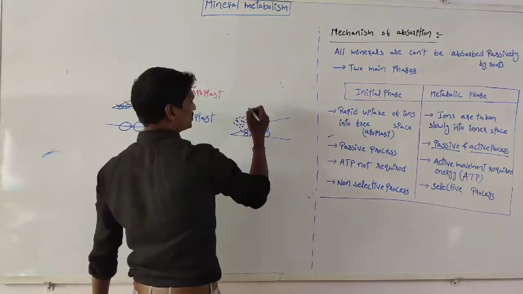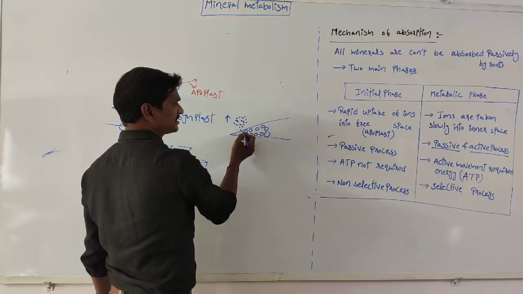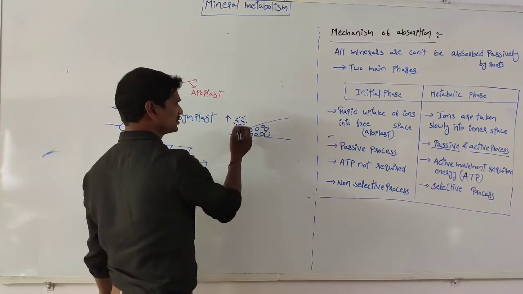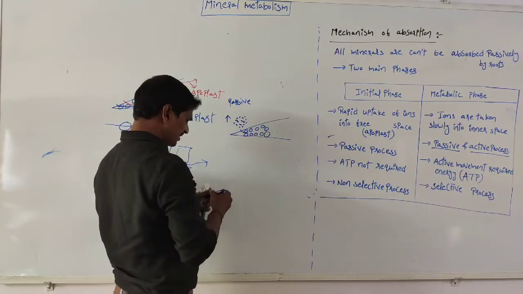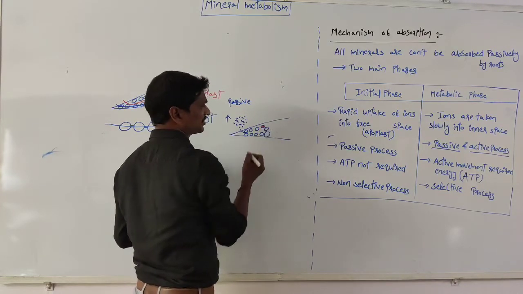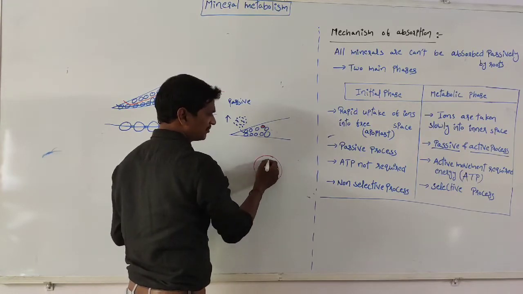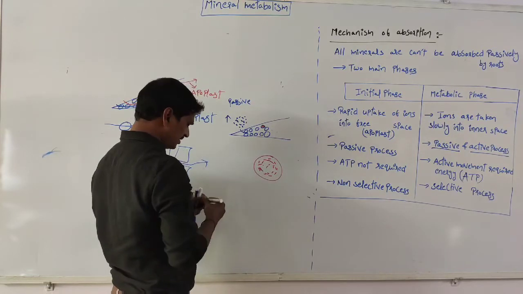Remember, minerals are not only absorbed by the passive mechanism. Suppose this is the root hair. These are the minerals, high concentration outside. Inside, low concentration is present. This is an example of passive transport. And some of the minerals are already inside the plant, highly concentrated inside the cell.